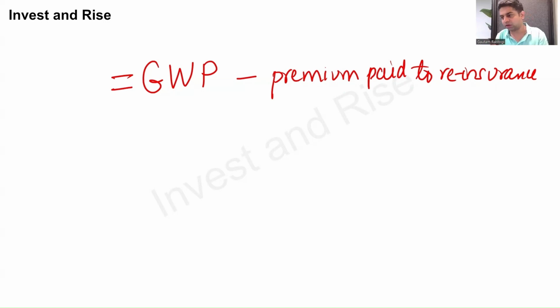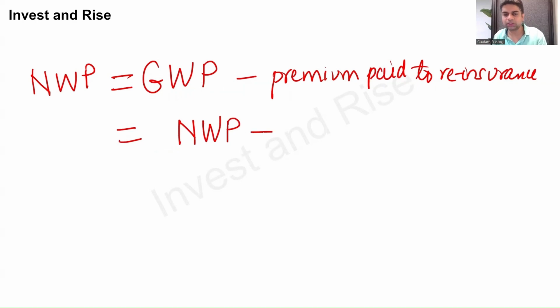Say for marine, it will be different. For fire, it will be different. For health, it's different. And insurers may even want to go above the prescribed limit set by the regulator. So anyway, this reinsurance premium is netted off from gross written premium, and what you're left with is net written premium. ठीक है? अब ये net written premium, insurers are required to provision.